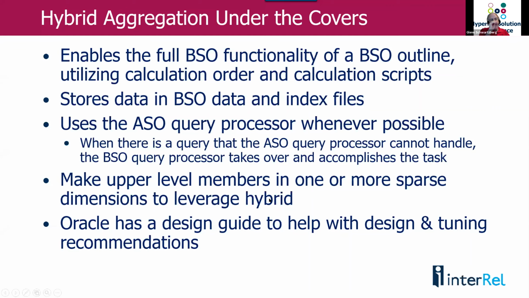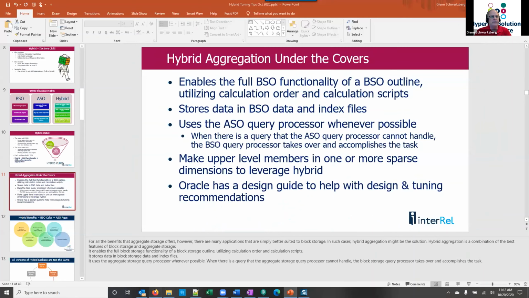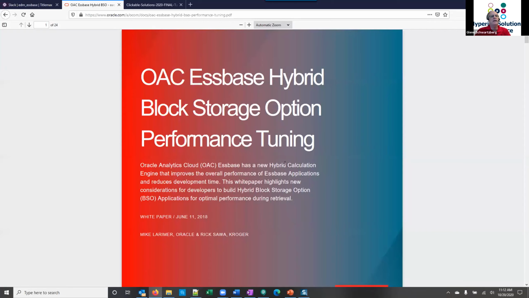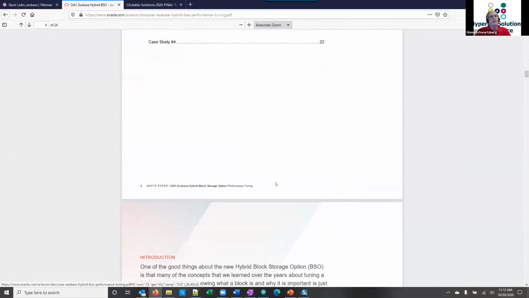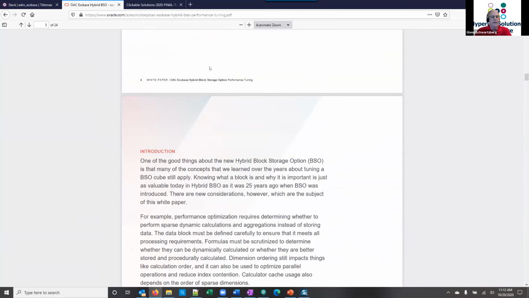Now, Oracle does have a design guide to help with the design and tuning recommendations, and I actually have taken some of my recommendations in here from that guide. It was written by Mike Larimore in 2008, and I'm going to stop sharing for a second. And this is the guide that I used, and there's a link in it in the presentation.